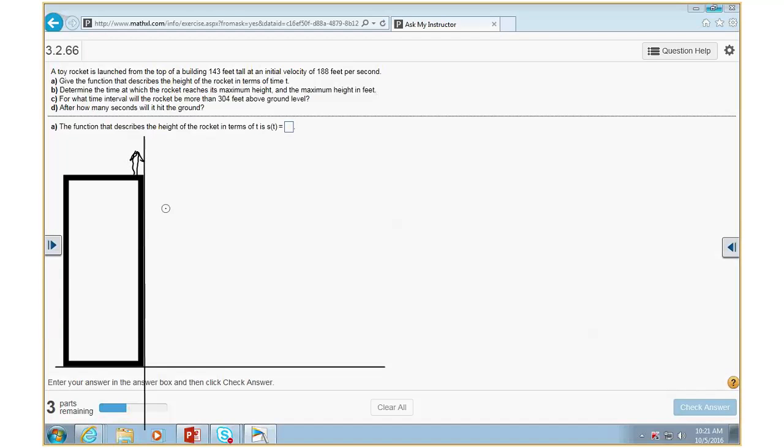There's a rocket, and it starts off at 183 feet per second. And it's going to go up, and whatever goes up comes back. So we've got a what? A parabola.